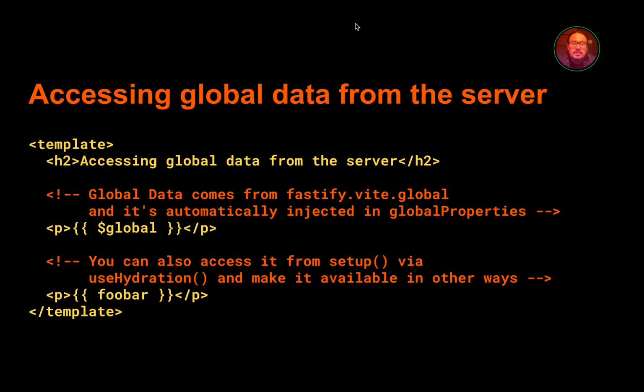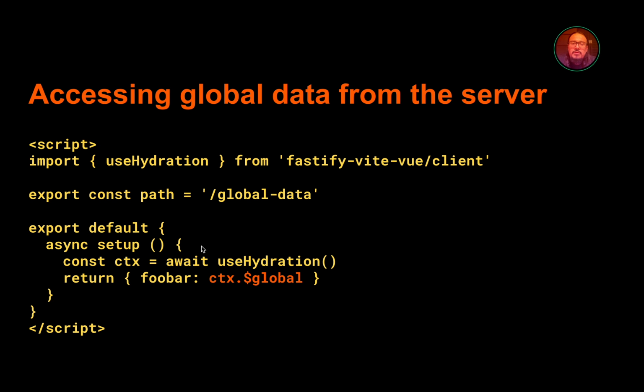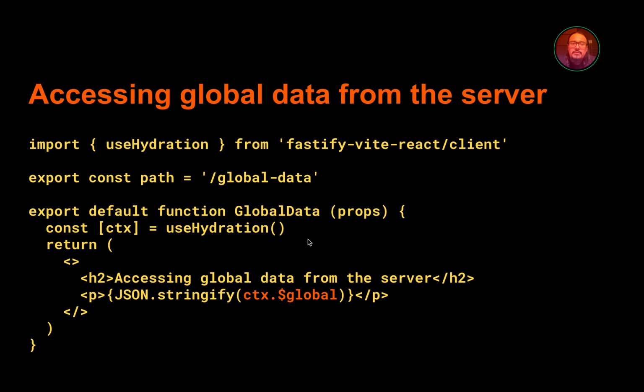so there's a new standardized way to access global data, and that comes from fastify-vite global, and it's in Vue. It's made available in global properties or via use hydration, which is a new hook introduced by fastify-vite. In here you can see the example of accessing directly via Vue, and in here you can see the example for accessing through React. Both use hydration as the core concept to work with.